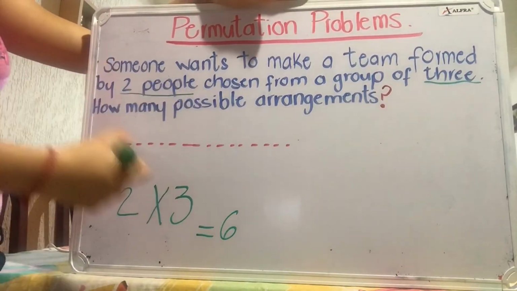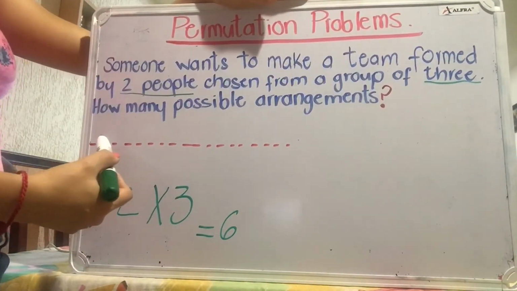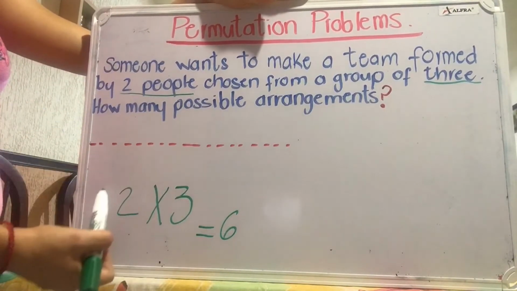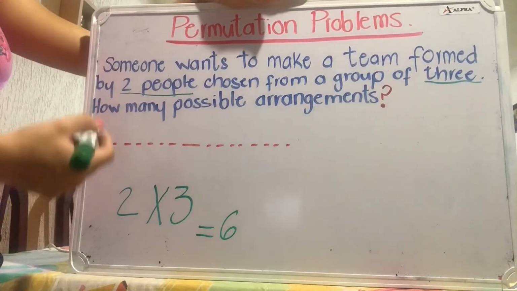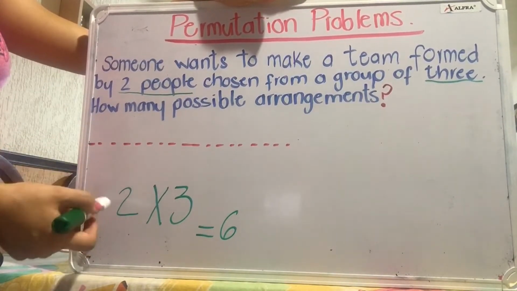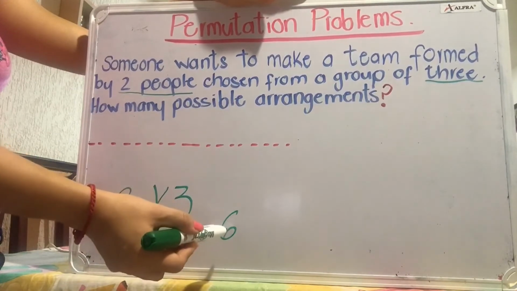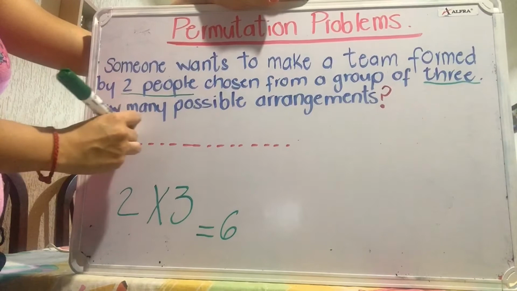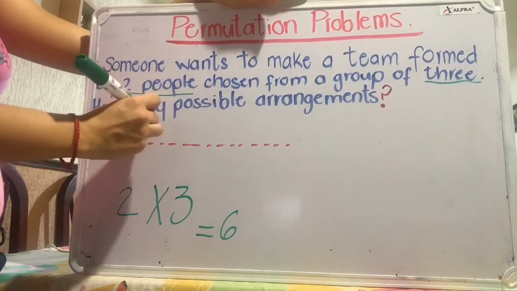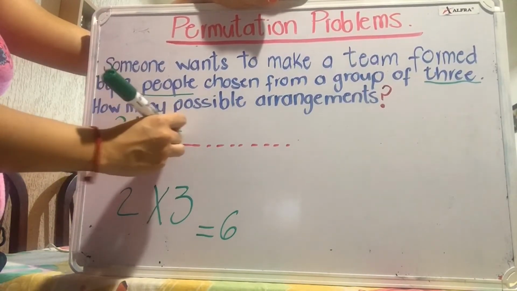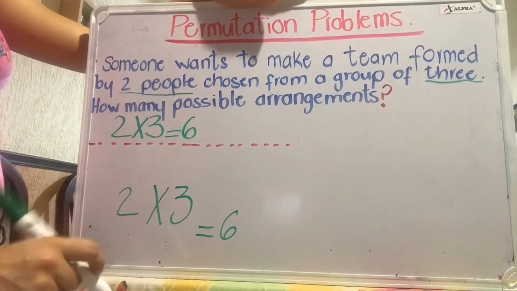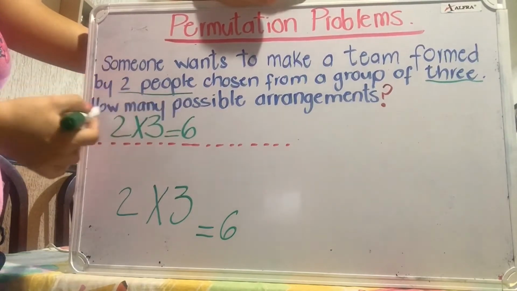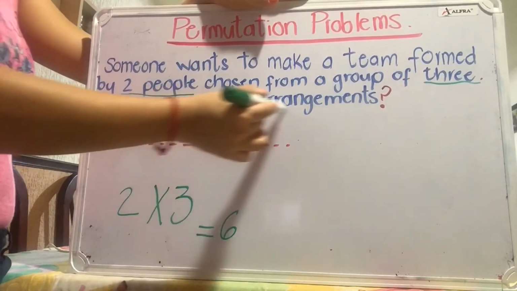So this is how it appears on the document. The problem and a small line where you have to write your answer. What you have to do is write the operation and the result, just like this, with no spaces in between. 2 times 3 equals 6. And then you have to check the question. 6 what? How many possible arrangements?